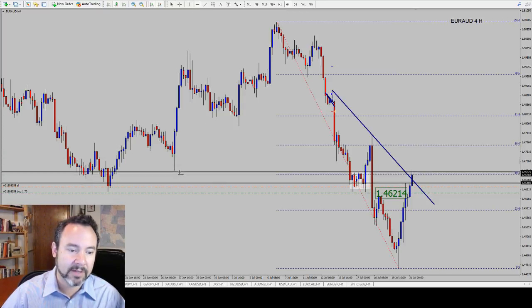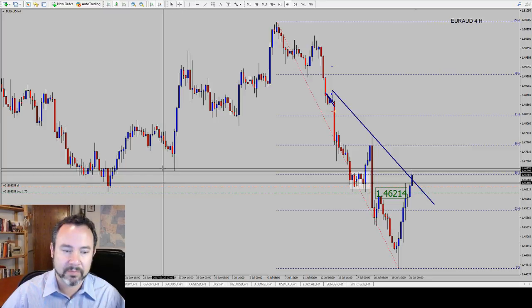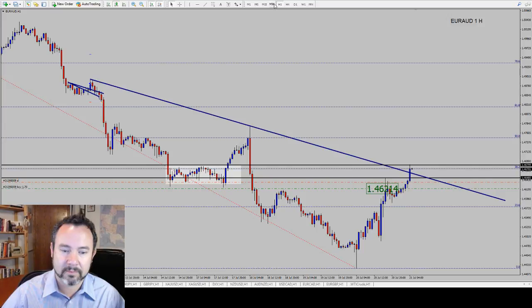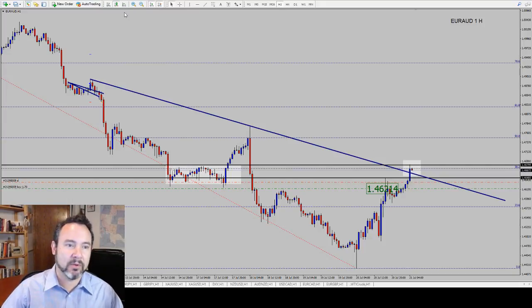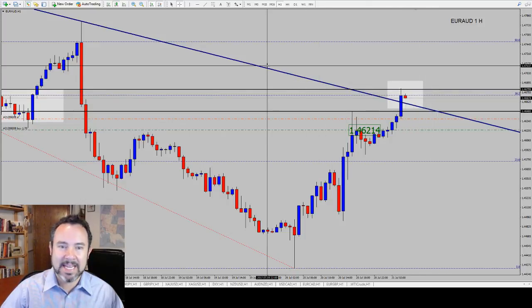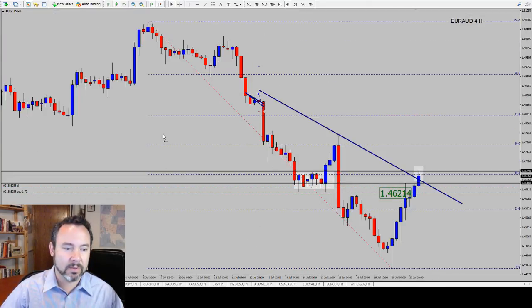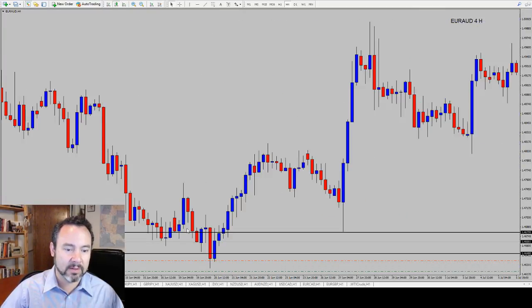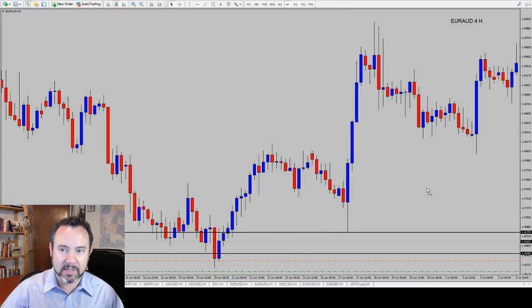We also have this level down here that I think I talked about a little earlier. This swing low here, 46.80. So this is the sweet spot right here. This is the sweet spot on the Euro Aussie right now. We have a wick that came in at 46.80, way back over here on June 27th.